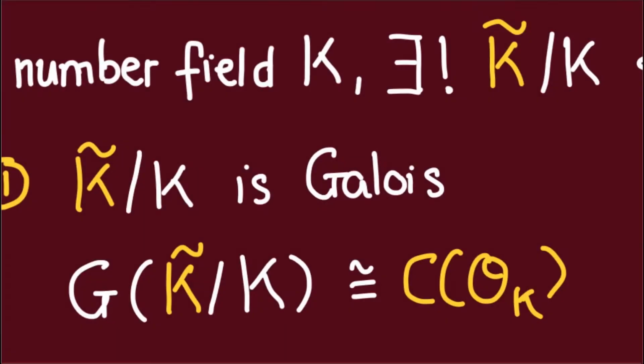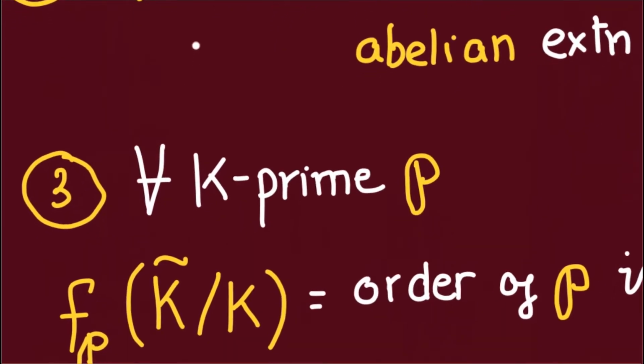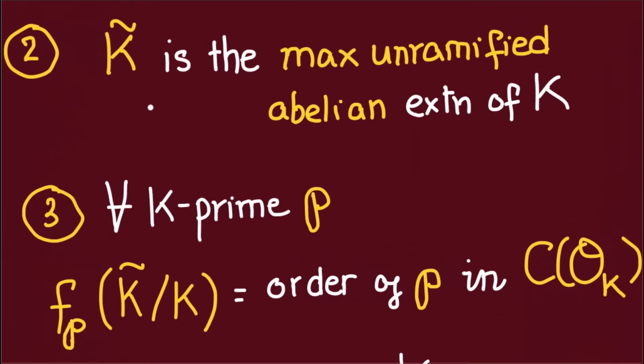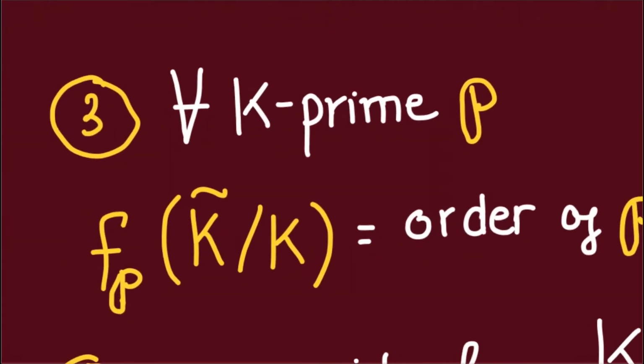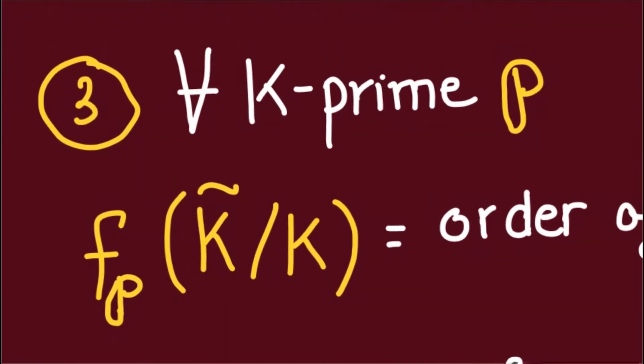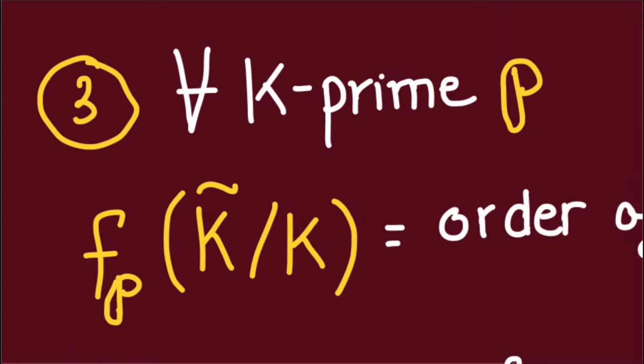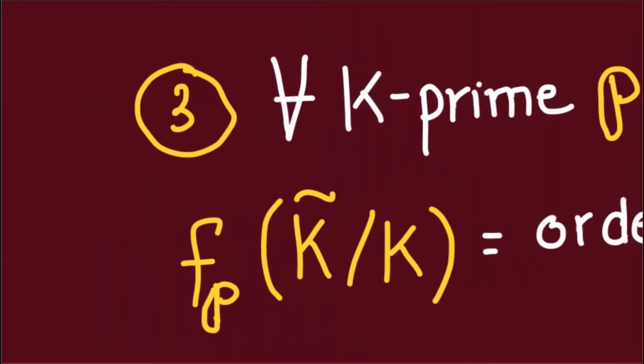Any such extension k tilde will have the property that for all primes p of k, the order of p in the ideal class group of k is equal to the inertia degree of p in k tilde over k. In particular, p splits completely in k tilde, i.e. this inertia degree is 1, if and only if p is principal in OK.